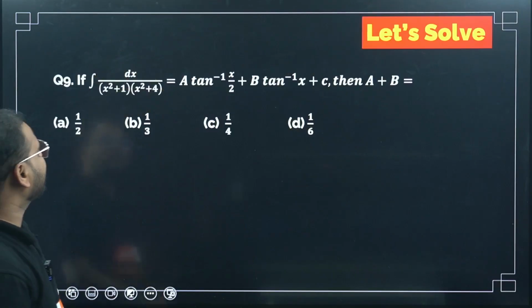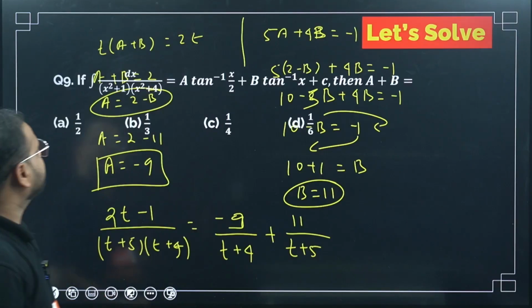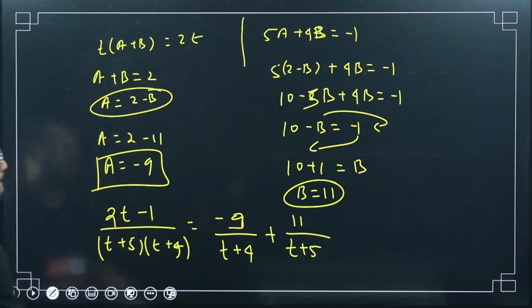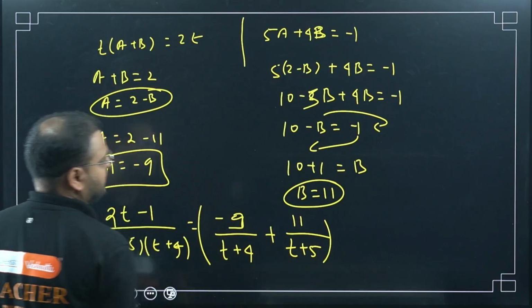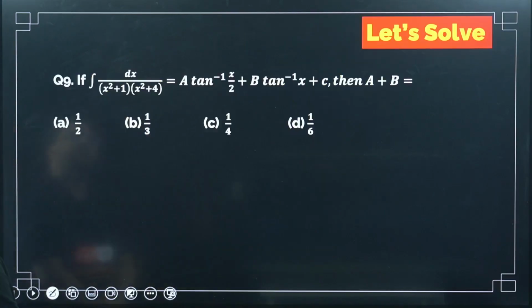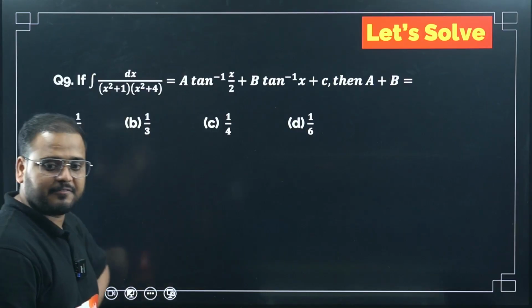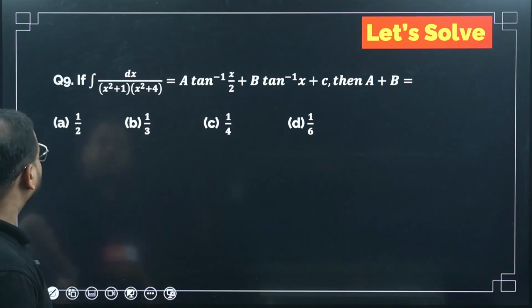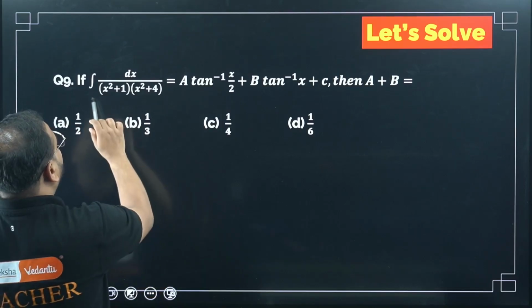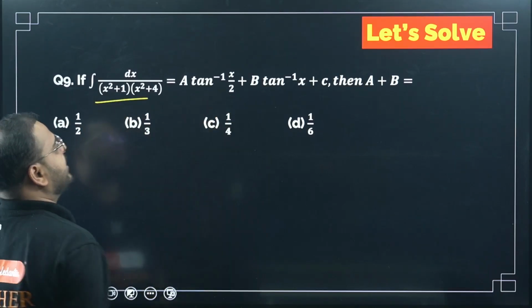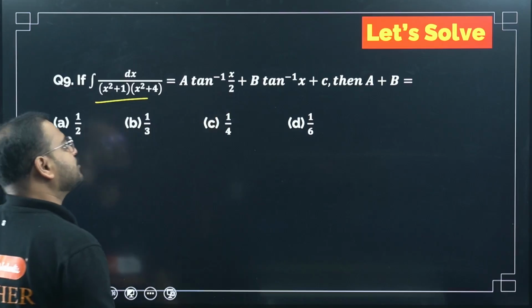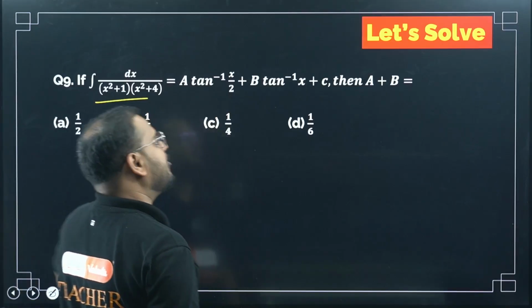Let's look at this. Hope this is visible. Now this condition, I think last problem of the day. What is it saying? If the integration of dx upon this is given by a tan inverse of x by 2 plus b tan inverse of x plus c, then find a plus b value.